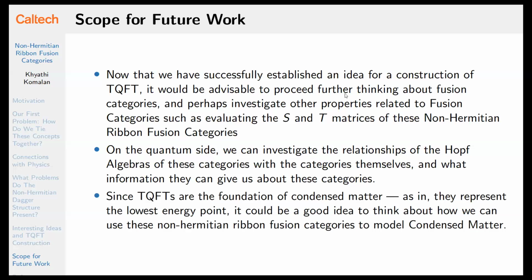And finally, I think that TQFTs are the foundation of condensed matter. So they represent the lowest energy point, and it could be a good idea to think about how non-Hermitian fusion categories can be used to model condensed matter and how it could fall short, or how it could actually capture more symmetry in a more complicated sense than regular fusion categories, or Levin-Wen fusion categories, are able to. Because the addition of a twist and the fact that you don't have to necessarily assume that the dagger structure is Hermitian definitely gives you a lot of flexibility on what you're able to do with minimal assumptions. So I think that's something pretty useful too.